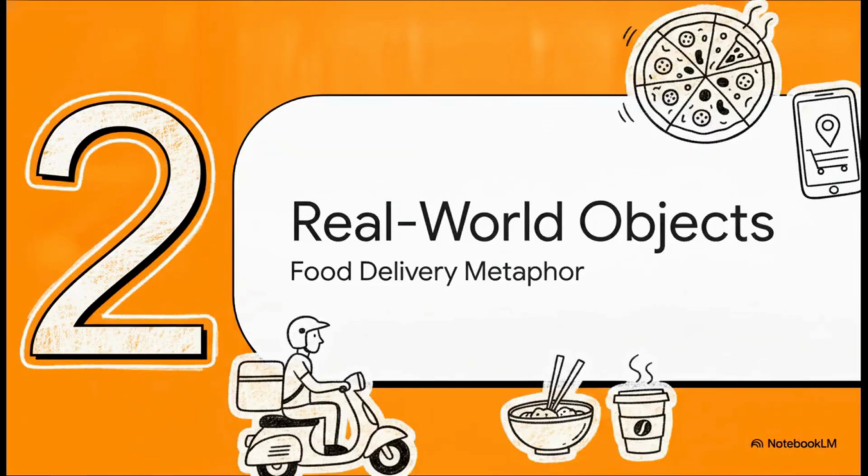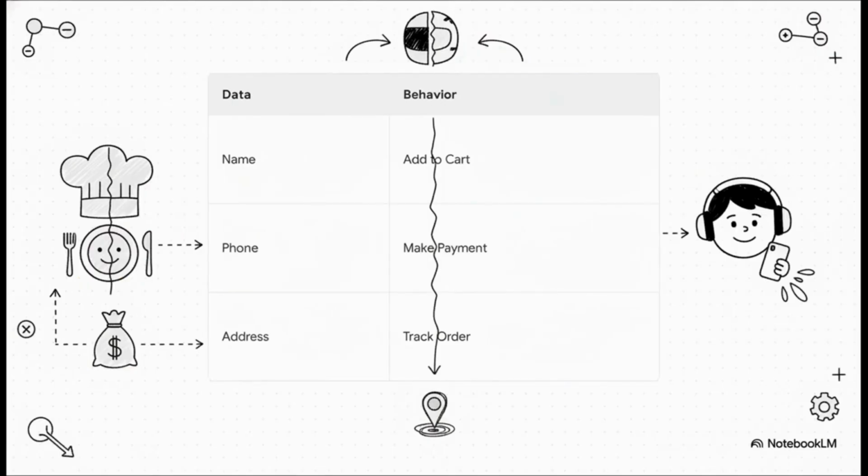Moving on to Section 2, real-world objects, and we're going to use a food delivery metaphor for this. So, how exactly do we model the real world? Well, in the OOP's philosophy, literally everything is viewed as an object. If you've studied databases before, you probably know about entities. Objects are exactly the same concept. To make this crystal clear, we're going to use a food delivery app. Let's just call it the Zomato ecosystem to illustrate every single point from here on out.